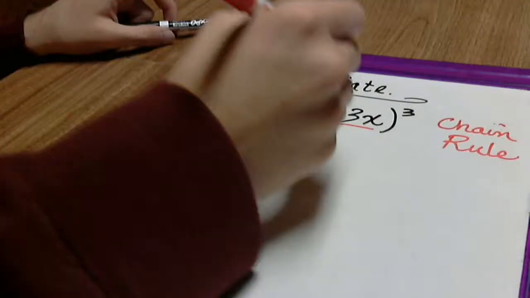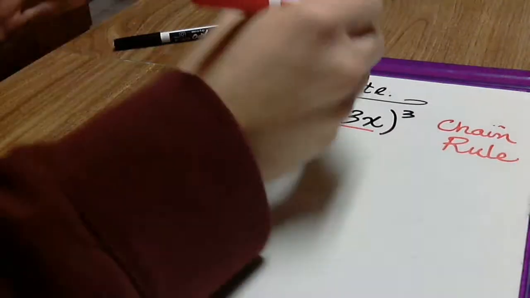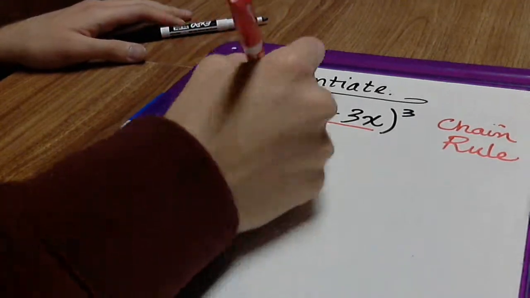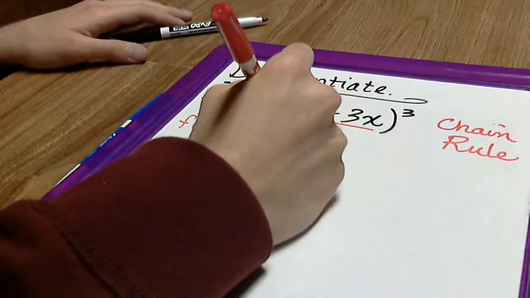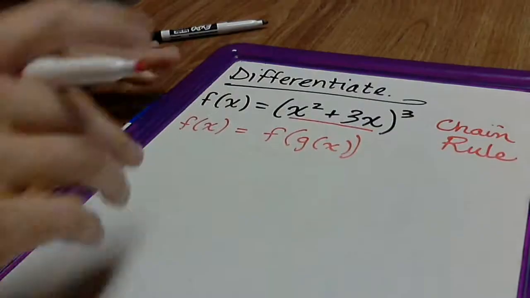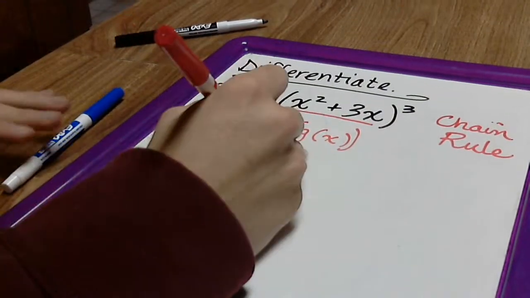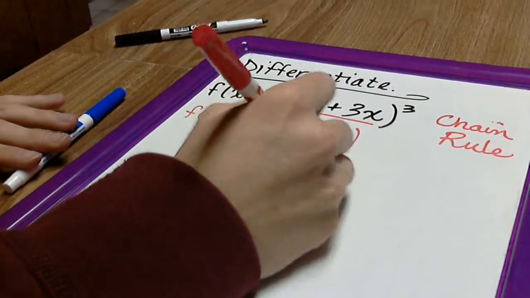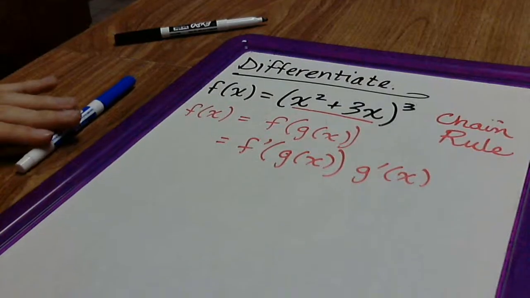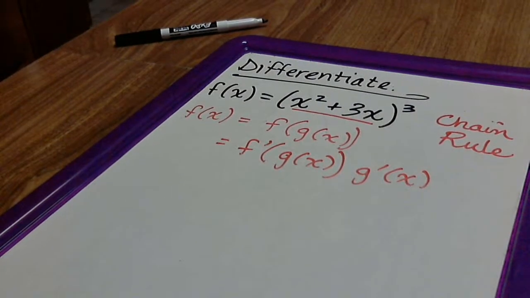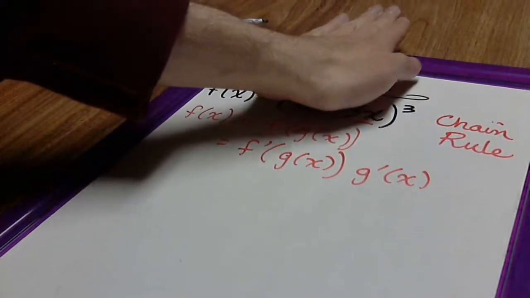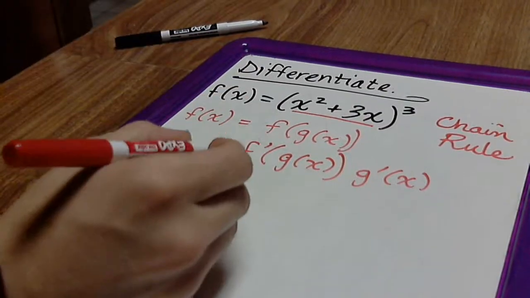So, what it's saying is, we work with the outer terms first. So we have f of g of x. We find the derivative of the outer term, so f prime of g of x, times the derivative of the inner term, which is g of x. So, what we have here is like saying something to the third power.